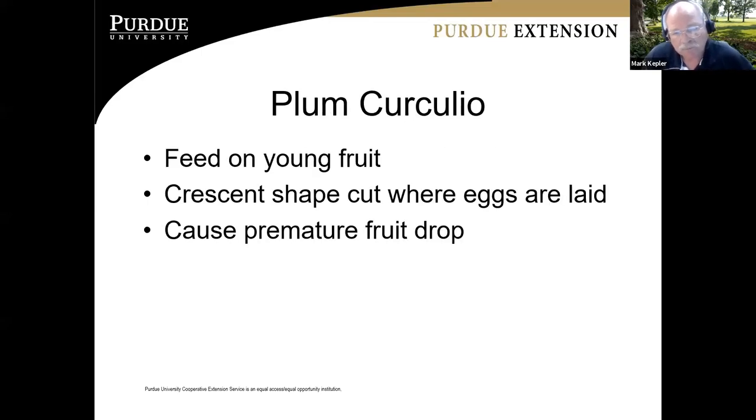Last one on the list is a plum curculio. Tough word to pronounce, curculio, but curculios are beetles with snouts. They've got snouts sticking out. And the plum curculio will take that snout and feed on young fruit. It also has a way of cutting what we call a crescent shape underneath into it, and lays its eggs in that crescent shape in that apple. So it will cause fruit drop. As a matter of fact, if the fruit doesn't drop, the plum curculio that's been laid in there will die. It has to drop, because if the fruit keeps forming, it'll crush that plum curculio.